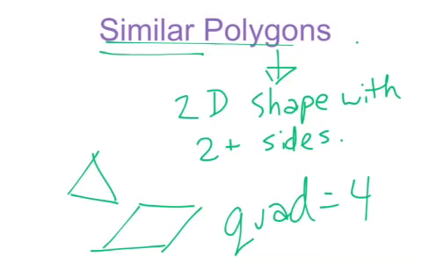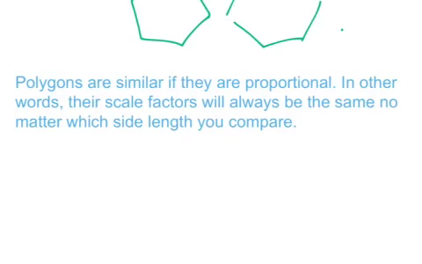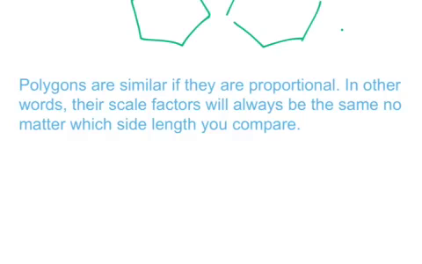Similar polygons, let me just type this up here. Okay, polygons are similar if they are proportional. Now if you're not sure what proportional means, in other words, their scale factors will always be the same no matter which side length you compare.